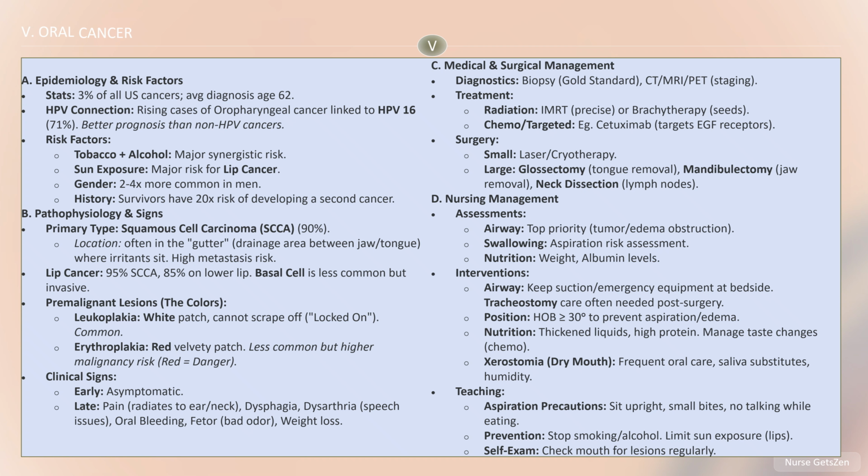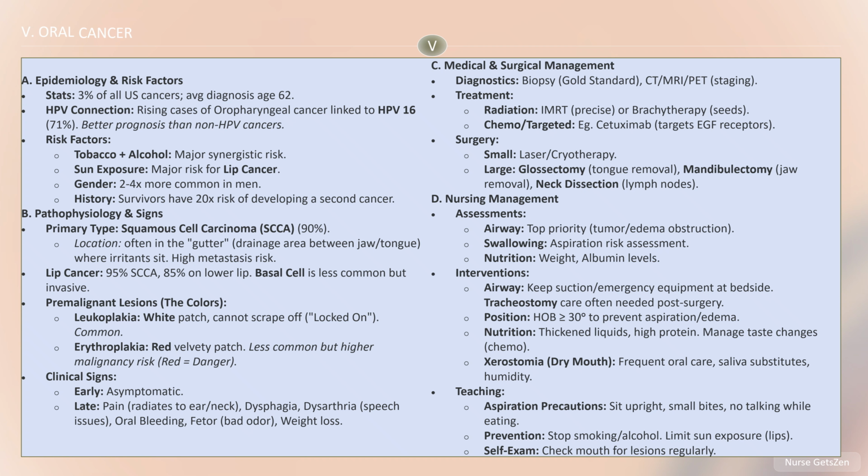Here we have the clinical signs. Early onset is asymptomatic. In late stage we have oral bleeding, non-healing ulcers, white and red patches, etc. The lab tests: CBC, chemistry profile, liver function test. Imaging: ultrasound, CT, PET scan, MRI to evaluate tumor size, location, and metastasis.